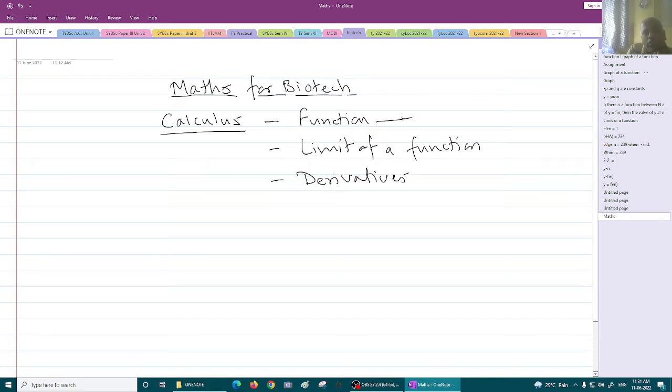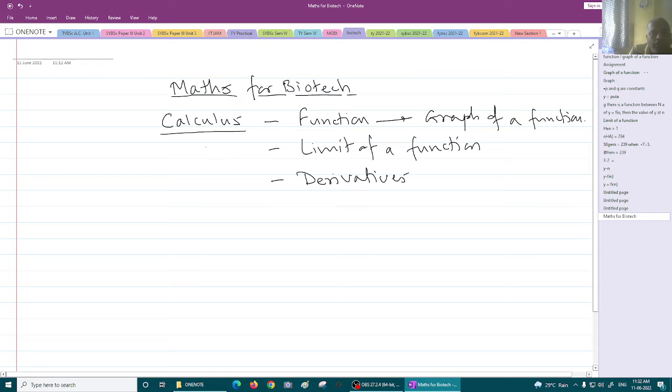Within function, we are also going to learn the graph of a function. I am going to make the things as simple as possible for you. I am not going to make the things difficult for you. In fact, calculus is regarded as one of the most difficult branches in mathematics. But anyway, we will be as simple as possible. So let us start with the idea of function.